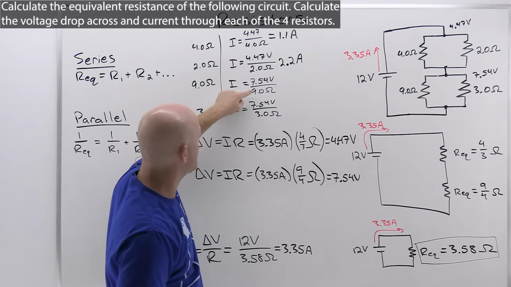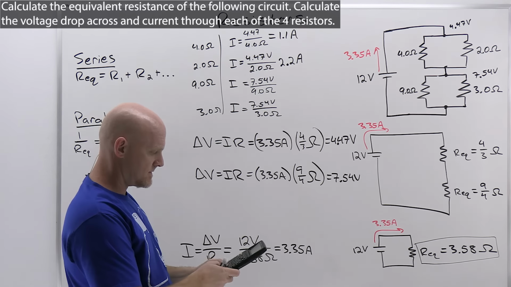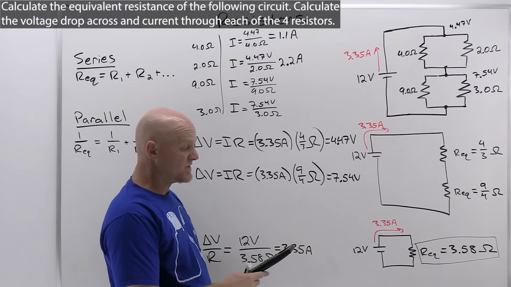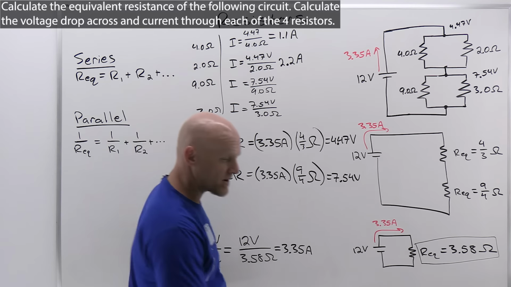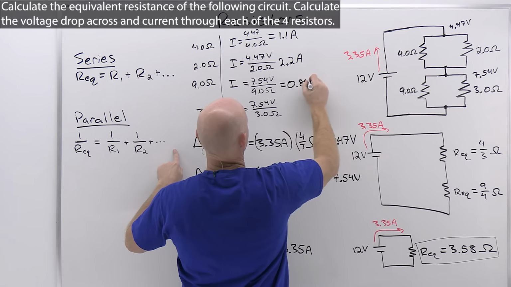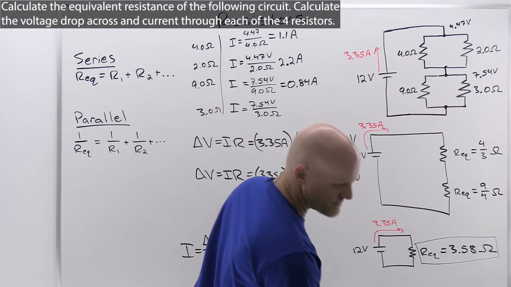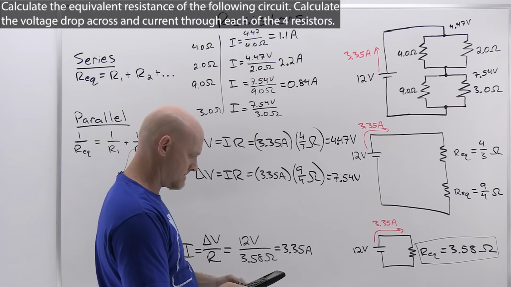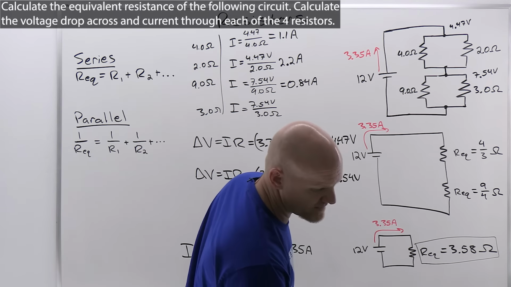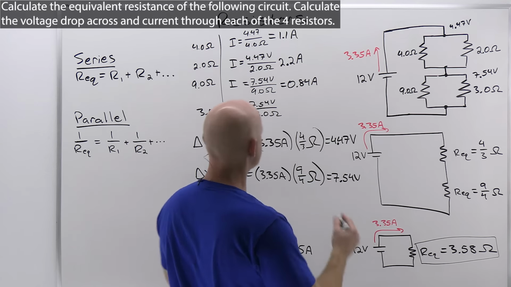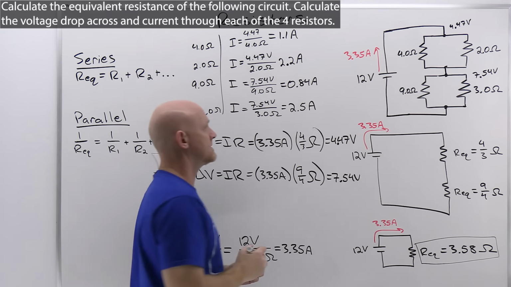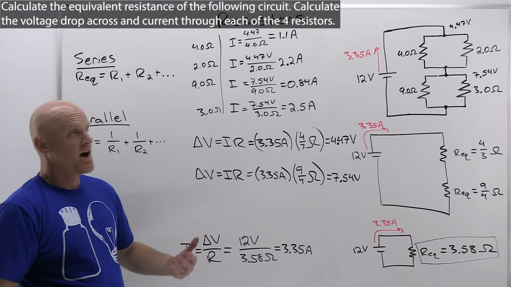All right, 7.54 divided by 9 is going to get us 0.837, which I'll round to 0.84 amps. Then 7.54 divided by 3 equals 2.5133, so 2.5 amps with 2 sig figs. All right, so let's look at how this works now.